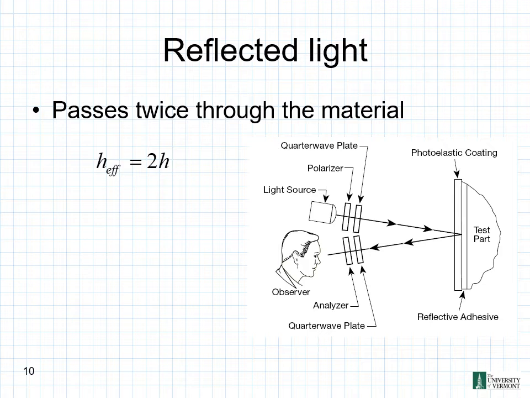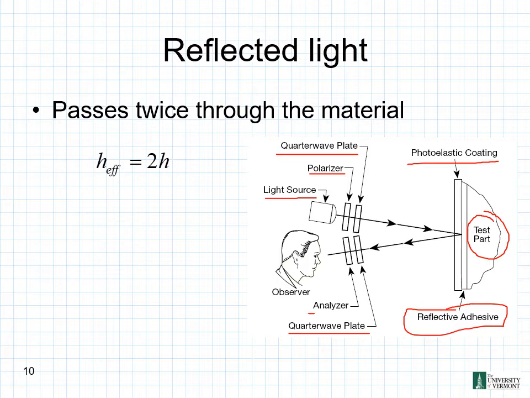Talking about reflected light here, this passes through twice through the material. So we can see over here on the diagram on the right, we have our quarter wave plate, our polarizer. Here's our light source right there. This comes down through, light source goes through the polarizer, through the quarter wave plate, comes down here through the photoelastic coating to whatever our test part is over here. And in the middle here, we have our reflective adhesive right there. Comes back off of that, goes through quarter wave plate, our analyzer, and then our observer can see that right there as it comes out of the analyzer.